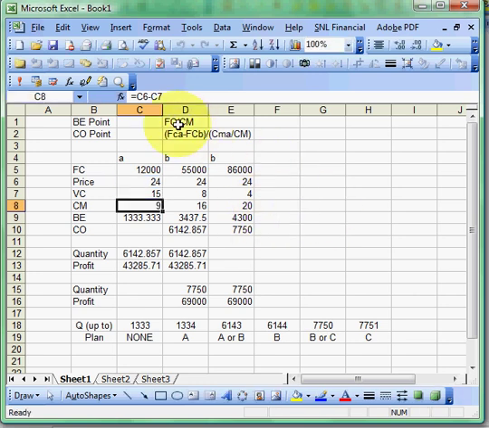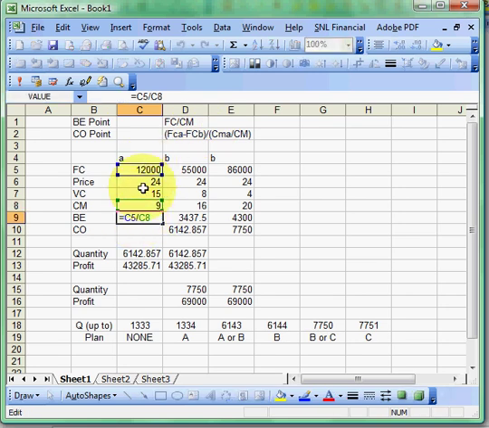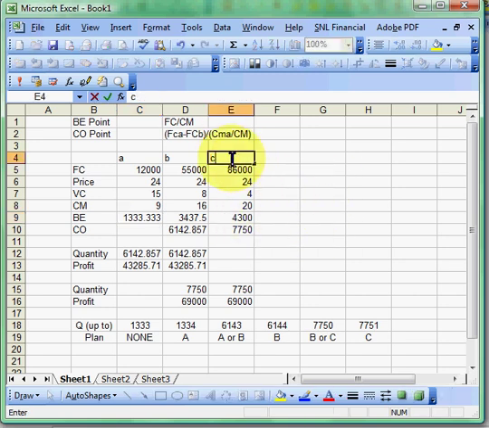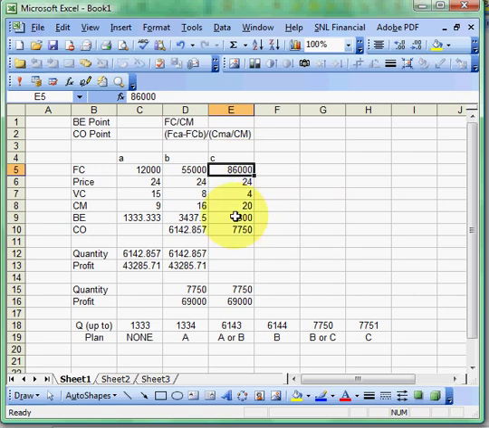And our break-even is our fixed cost divided by our contribution margin. So in this case, fixed cost divided by contribution margin gives us 1333.33. We probably round that up in this case to 1334. And we have a similar result here: 3437 is our break-even point for machine B. And for machine C, our break-even point is 4,300 units. So we don't want to use machine C at all unless we can sell at least 4,300 units.